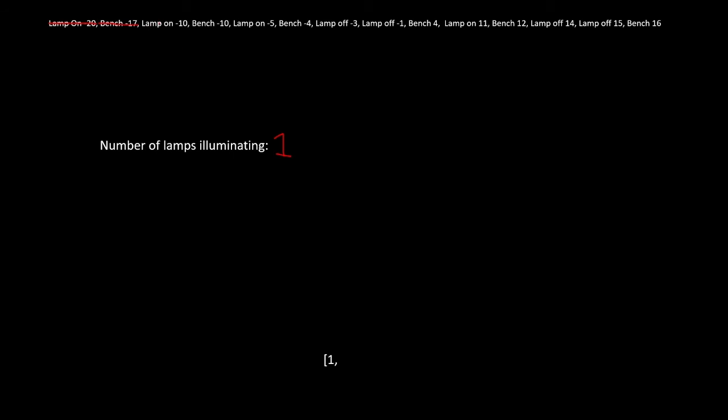We'll continue. We see a lamp on at -10, so that's going to increase our number of lamps illuminating up to 2, and we process that event. We see another bench as our next event, so we're going to mark down 2 into our solution, because that's the number of lamps we currently have illuminating, and so we process that bench. We see another lamp on event, so that's going to increase how many lamps we have currently illuminating to 3, and then we process that. We come across another bench, so we'll mark that down into our answers. There were 3 lamps illuminating when we came across this bench. We'll go ahead and process that.